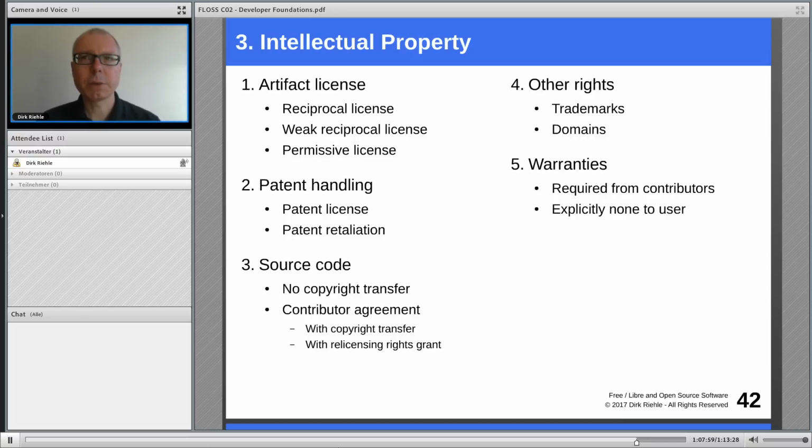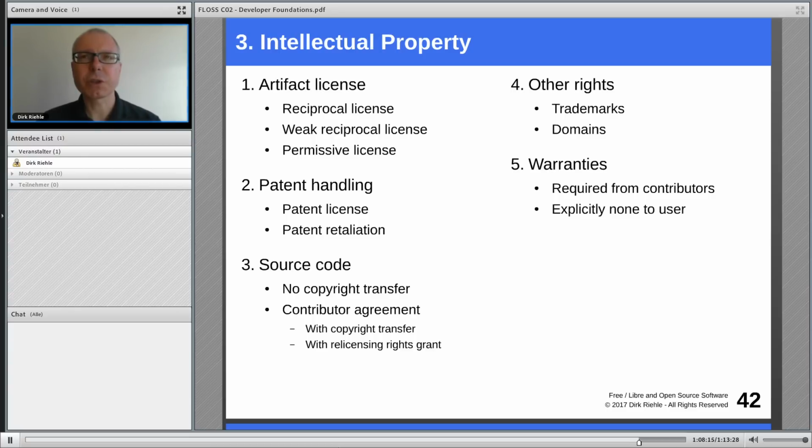Intellectual property needs to be managed. What are the licenses? Is the software license compliant? Patents need to be managed. You actually may have to.